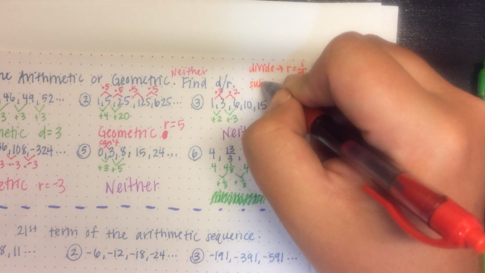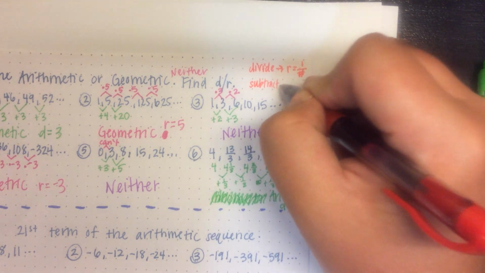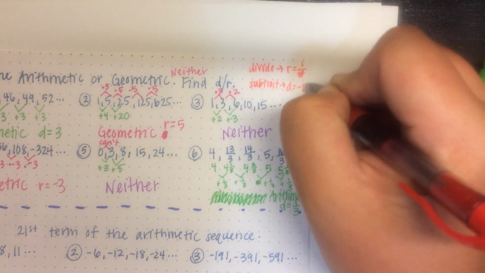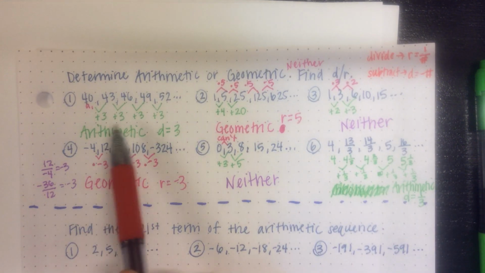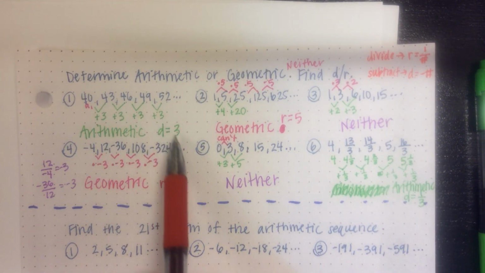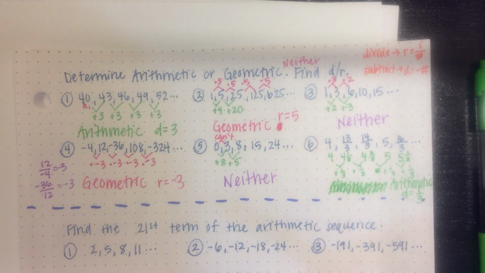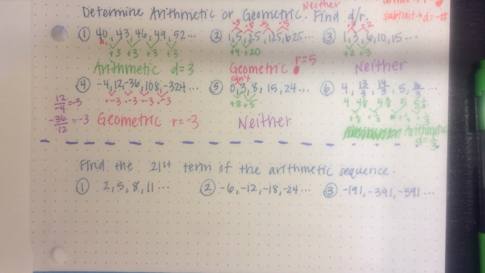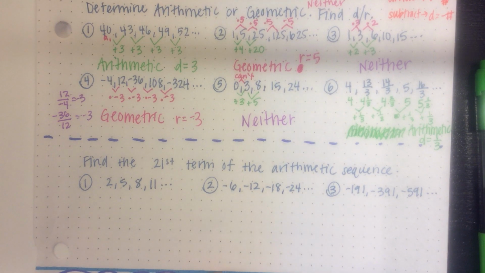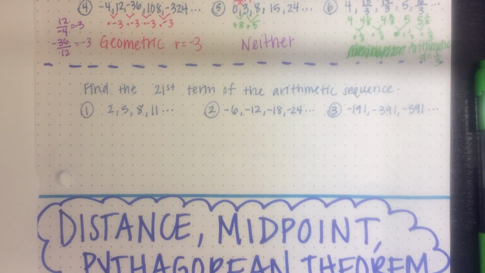If I'm subtracting, my common difference is a negative number. So if I was going down by 3 every time, it's going to be a negative 3. I didn't have those examples on there. Probably should have put them on here, but wasn't thinking. So just so you're aware, if it's dividing, it's really a fraction, just like we talked about with our exponential functions. And if you are subtracting, it's going to be a negative common difference.